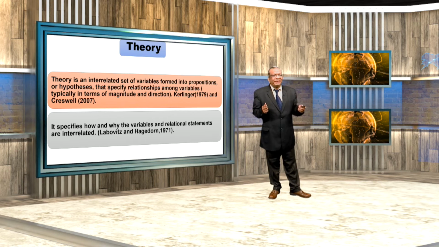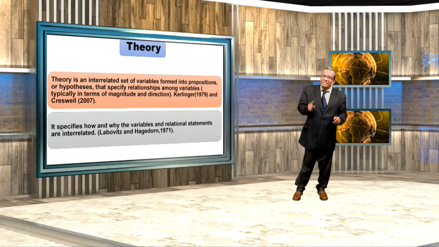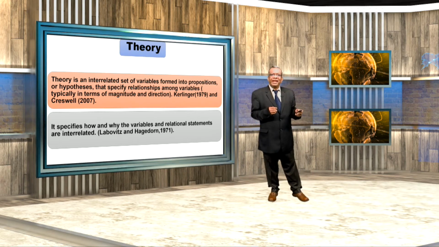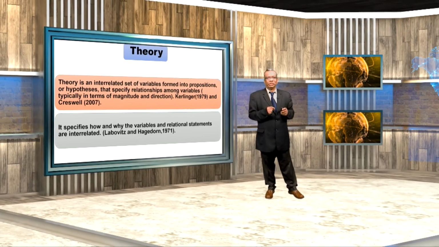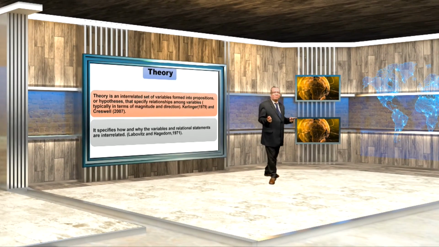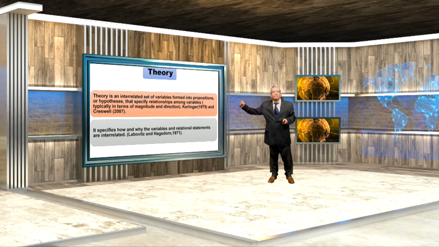Theory is an interrelated set of variables formed into propositions or hypotheses that specify relationships among variables, typically in terms of magnitude and direction. Seminal research by Kerlinger and Creswell has given this definition. The keywords are interrelated set of variables, and they are formed into propositions or hypotheses and specify relationships among these variables.